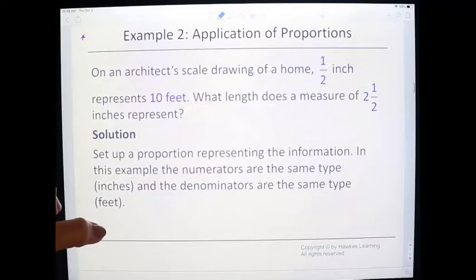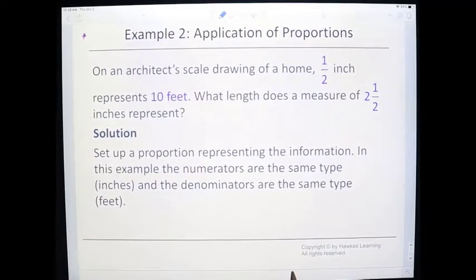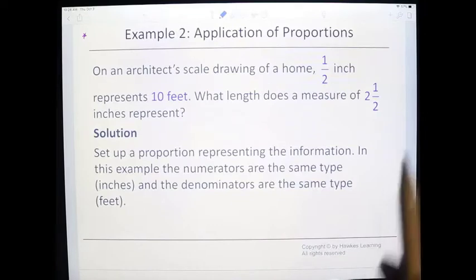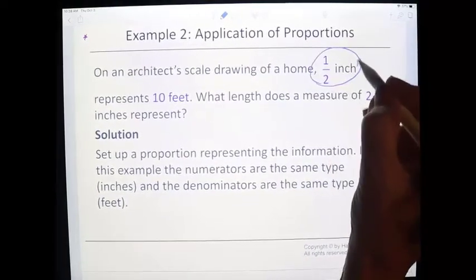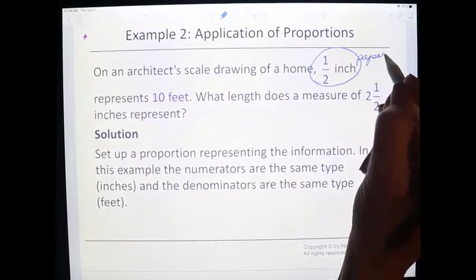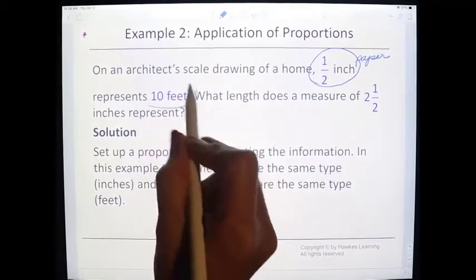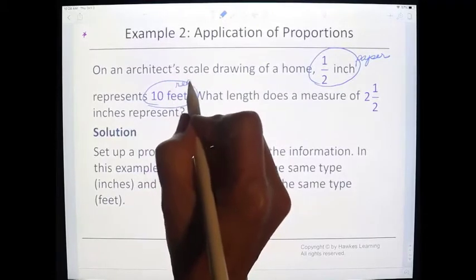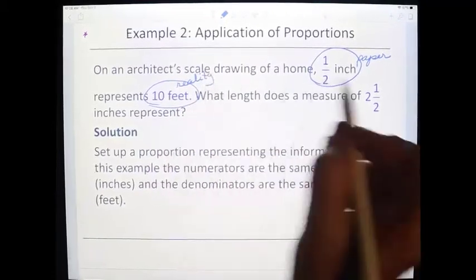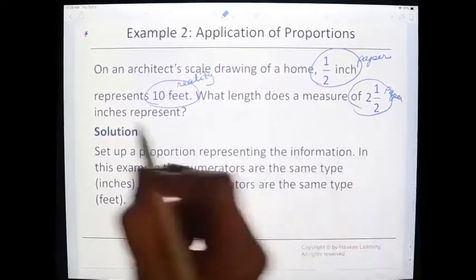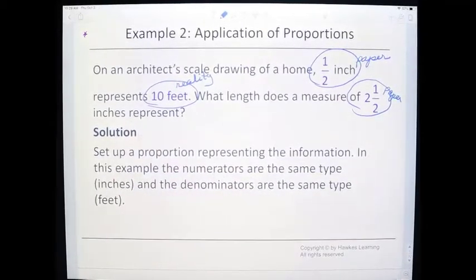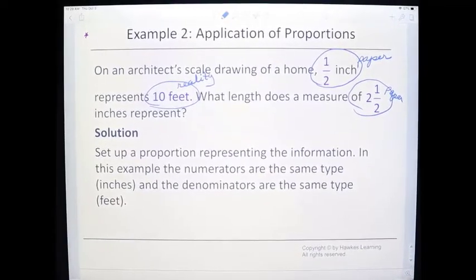So you can do a lot of application problems with proportions. This one is something to do with a scale drawing. So you've got two different kinds of measurements going on here. The 1/2 inch is on the piece of paper, on the blueprint, on the diagram, and the 10 feet is in reality. So I want you to think of the fact that you've got two things going on here. You've got measurements on a piece of paper, and you've got measurements out there in the construction site.